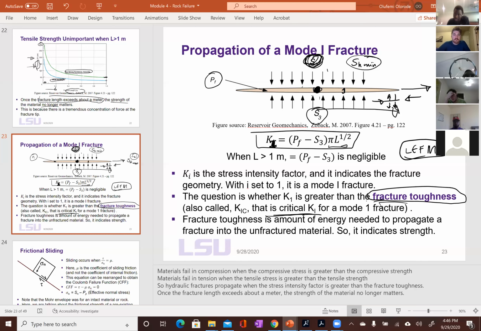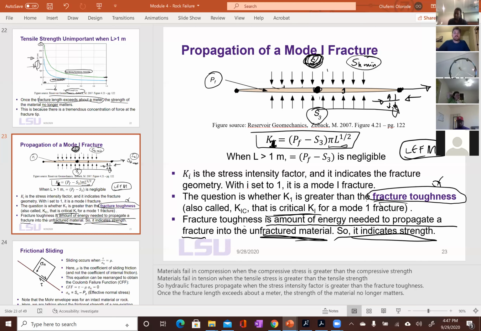And what keeps it going, regardless of what's in front, is that concept I had explained, that stresses concentrate at the fracture tip. So the magnitude of the stress at the fracture tip is the largest. It's greater than anywhere else in the domain. So it just passes through whatever is in its way. And the force that resists it is the fracture toughness. And that's what I was going to define here, the amount of energy you need to propagate the fracture further into an unfractured material. So it indicates strength. And that's pretty much what I have on this slide.